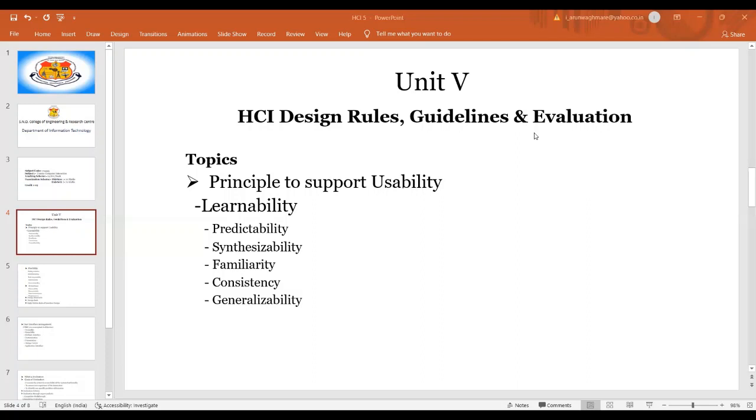In learnability, a new user can commence efficient interaction and accomplish the maximal performance. For learnability, consider the aspect of the interactive system that allows the learner to understand how to use it primarily and then how to achieve the maximum level of performance. There are specific principles that support learnability: predictability, synthesizability, familiarity, consistency, and generalizability.